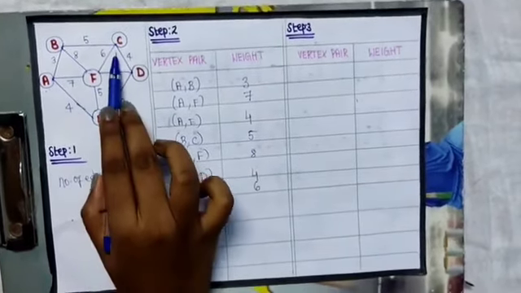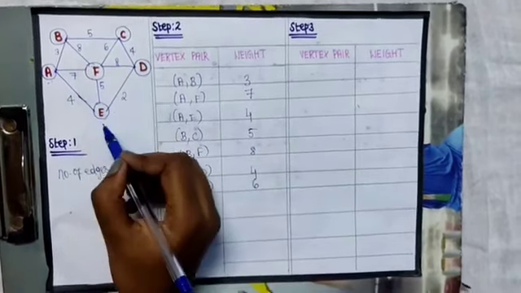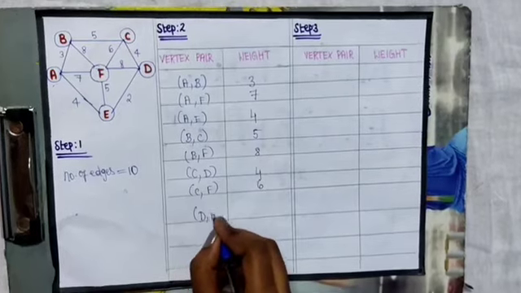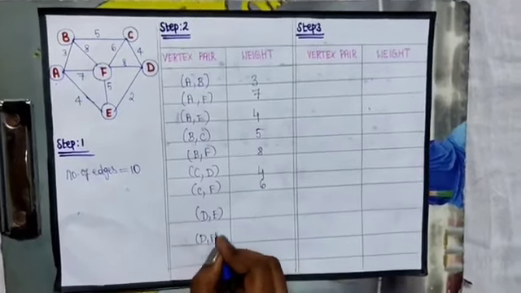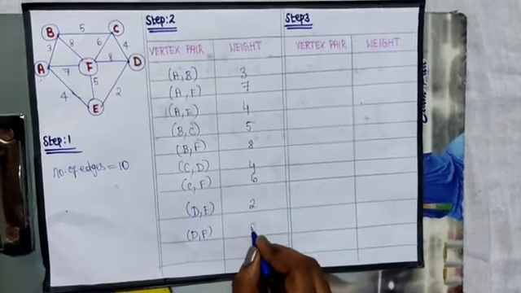Then after the completion of alphabet C, I am coming to D. D is connected with F and E. C is already mentioned, so you don't need to mention it here. So, D, E and D, F. D, E the weight is 2 and D, F the weight is 8.